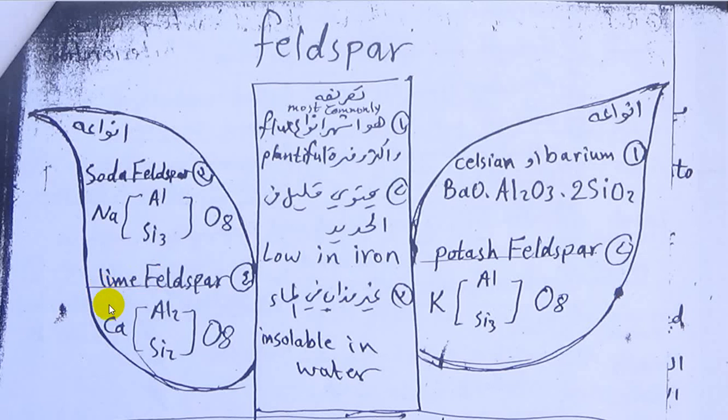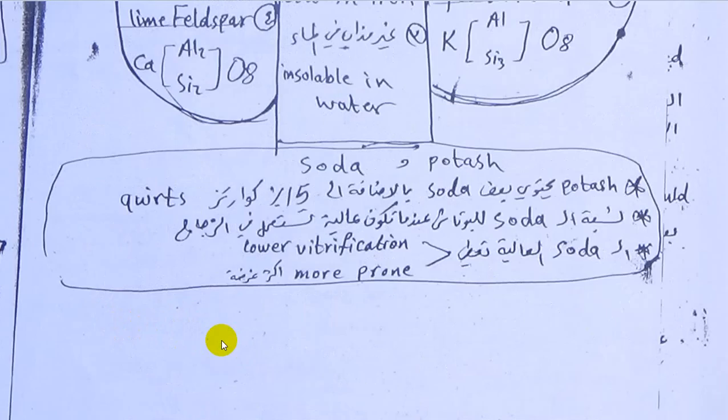Which could be of the following composition, denoted by the following formula. As you can see, the Ca is associated with the cations of the Al2 as well as the anion of the Si3, associated by bonding to the 8 atoms of oxygen, as indicated by the O8. As you can see, this is all about the feldspar.